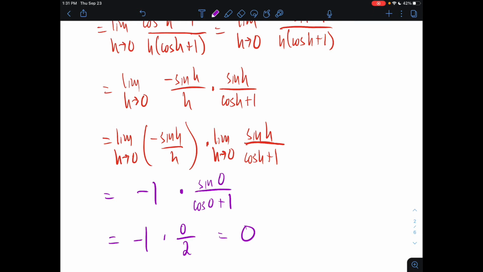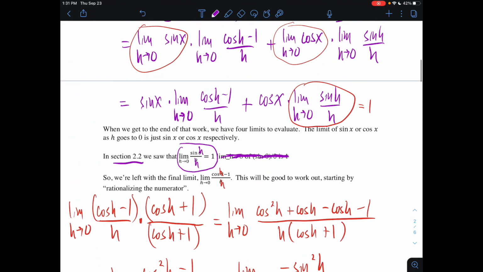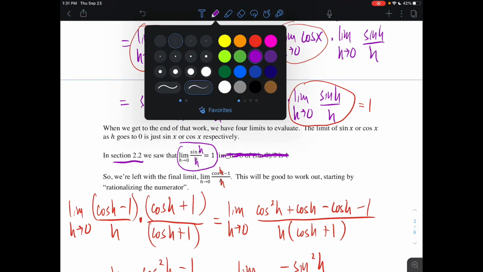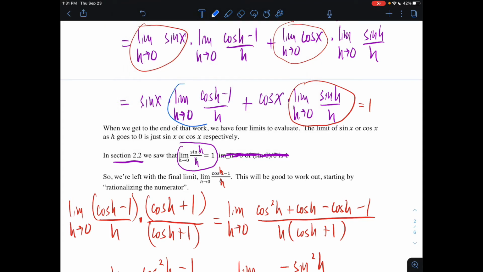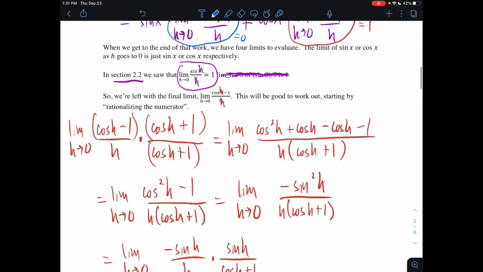So what we just found out is that the remaining limit that we needed to figure out is equal to 0. So then my whole definition of the derivative comes down to sine x times 0 plus cosine x times 1, which means that the derivative of sine x is cosine x.